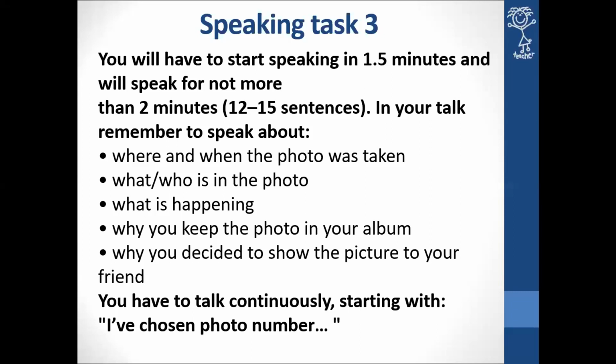All right, so this is about the requirements. So you need to start. I've chosen photo number 1. It's a technical phrase. It's not included in the word count.